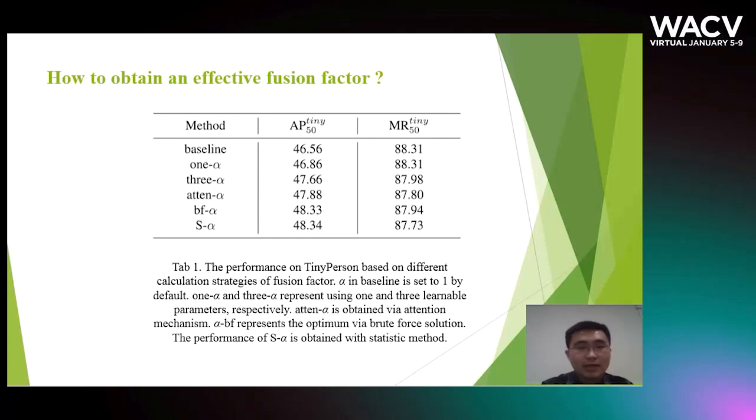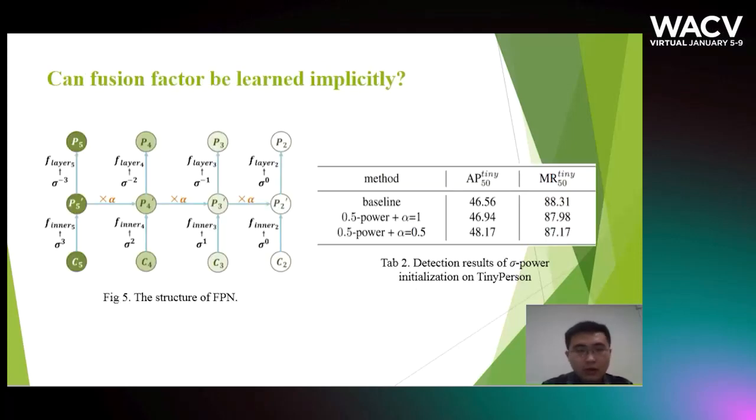Considering the performance and the practicality, S alpha is the best way to achieve a fusion factor. We further discuss whether the fusion factor could be learned implicitly.